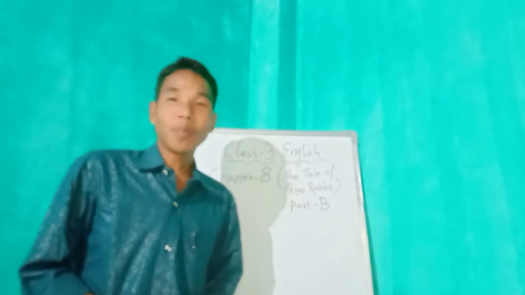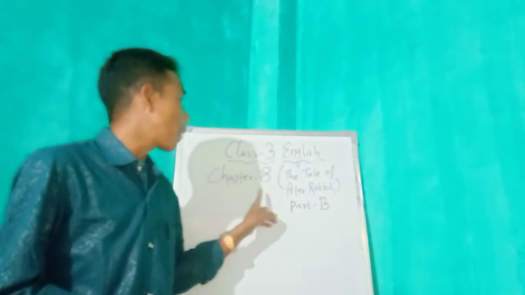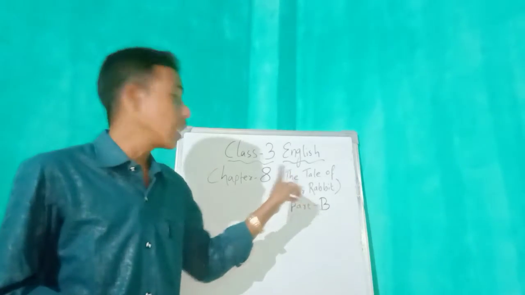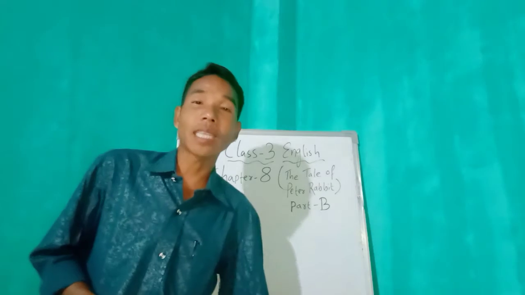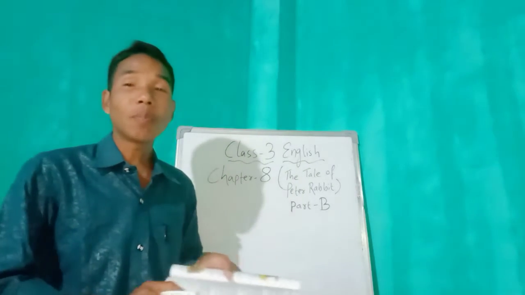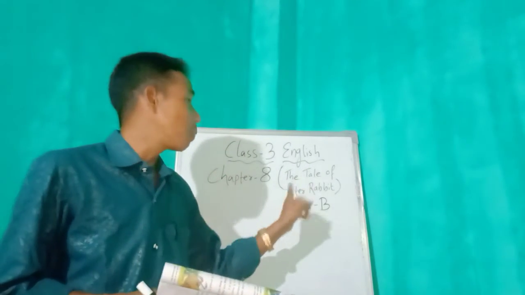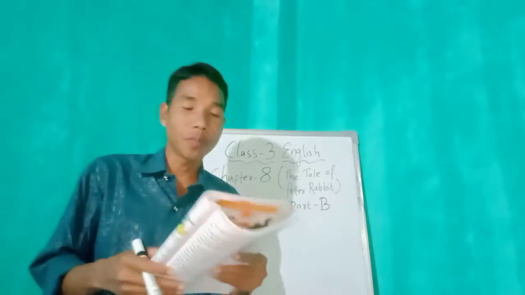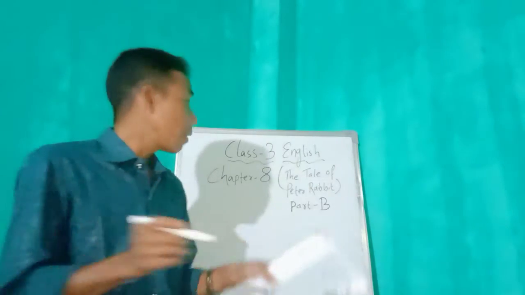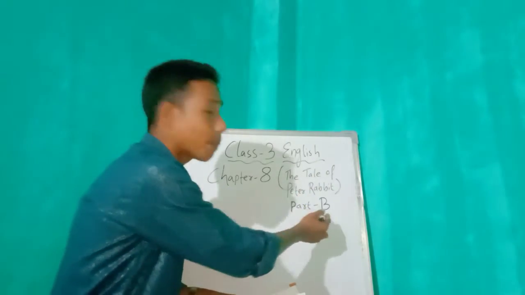Okay, so today I'm going to teach chapter 8 English. English chapter 8, the tale of Peter Rabbit part B. In the previous class I taught you the tale of Peter Rabbit part A, no? So today I'm going to teach you the tale of Peter Rabbit part B.